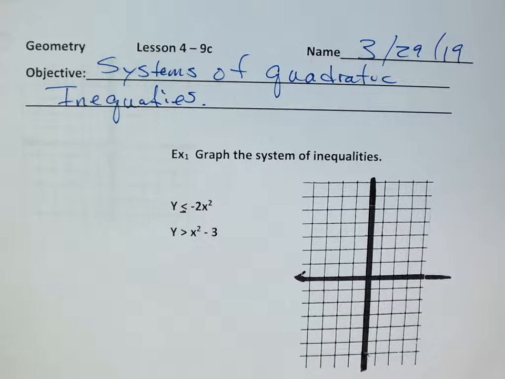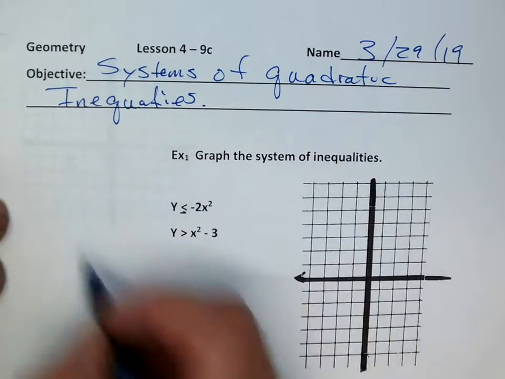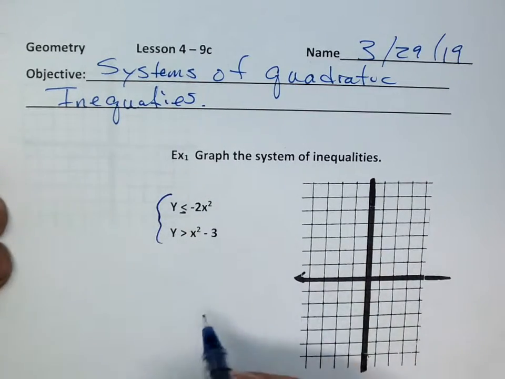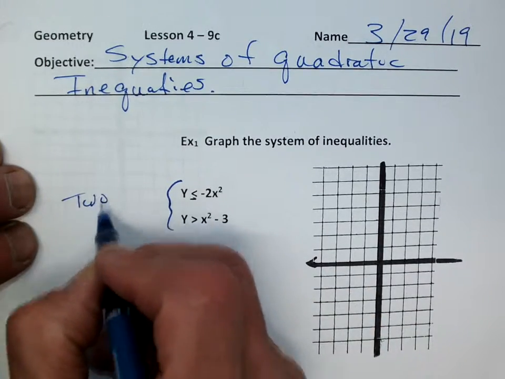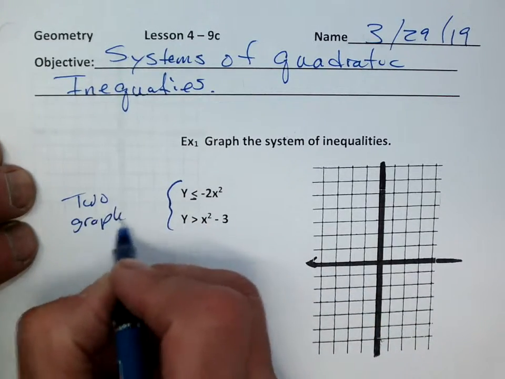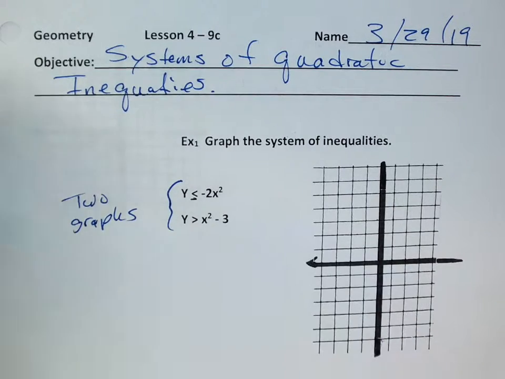Systems means more than one. So in this case, we have two graphs. That's what the systems part means. So we're going to graph two graphs on the same graph.